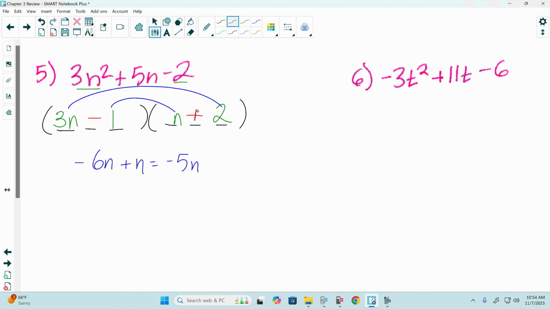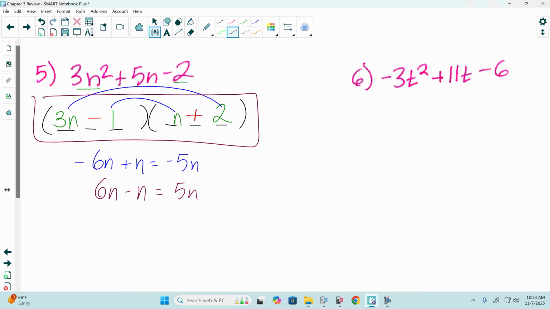It's a lot nicer. Because if we check this again, 3n times positive 2 is now positive 6n. Negative 1 times n is now negative n. 6n minus n, 6 minus 1 would give us positive 5n. That's the number we want and the correct sign, so we have our answer. Questions on this here?